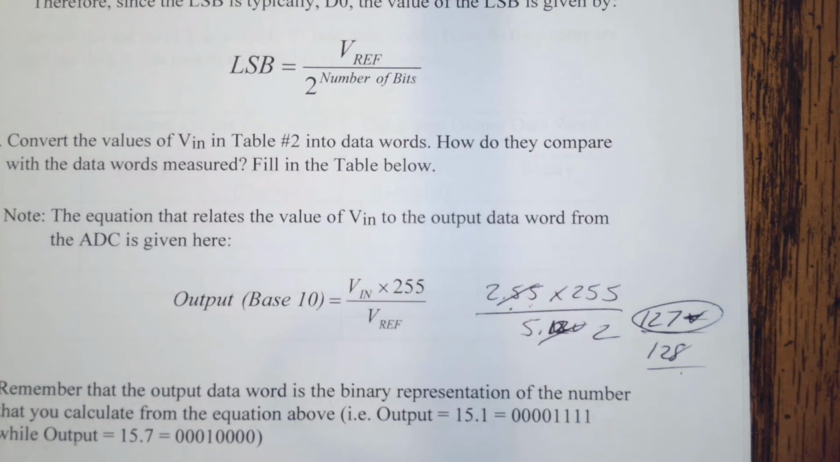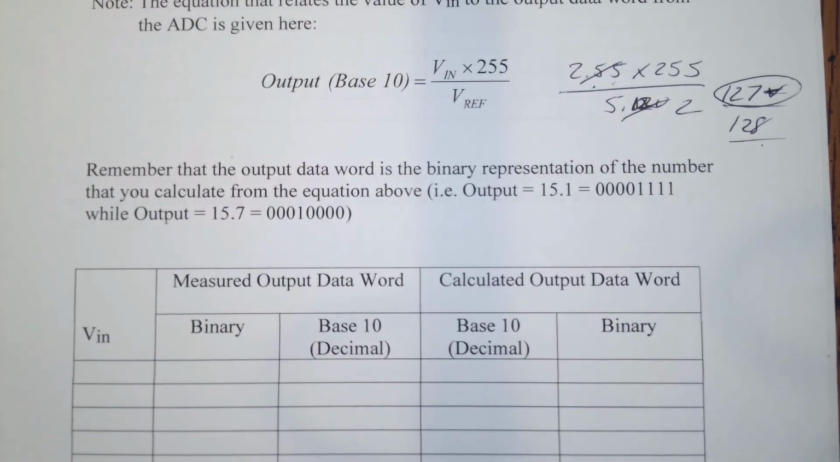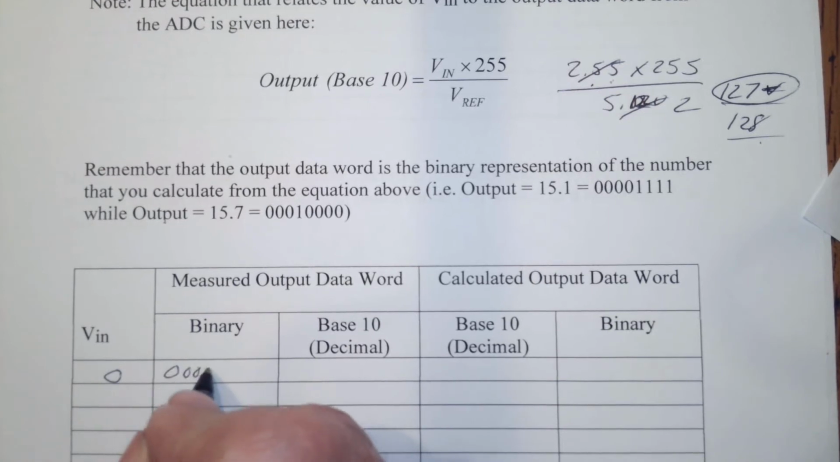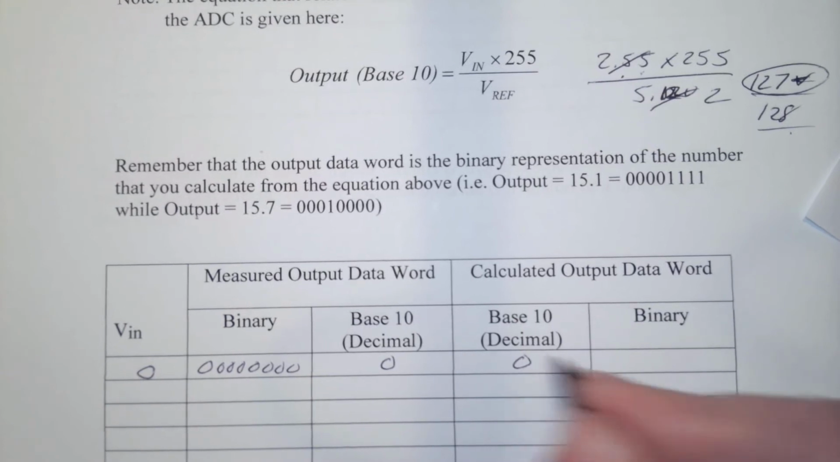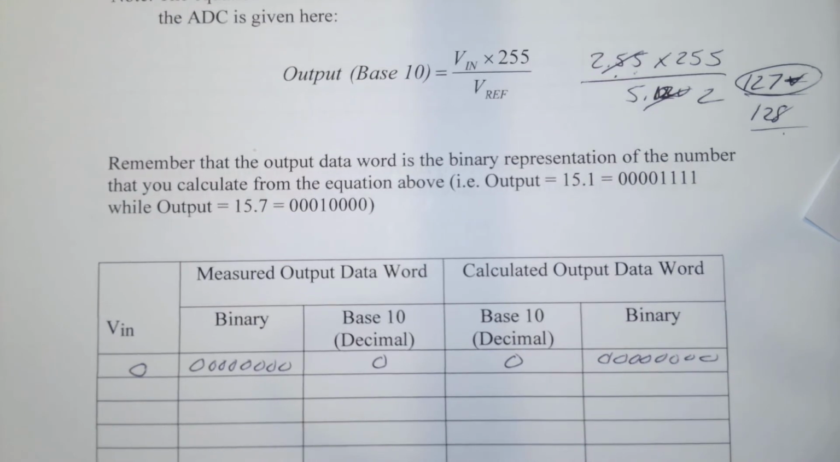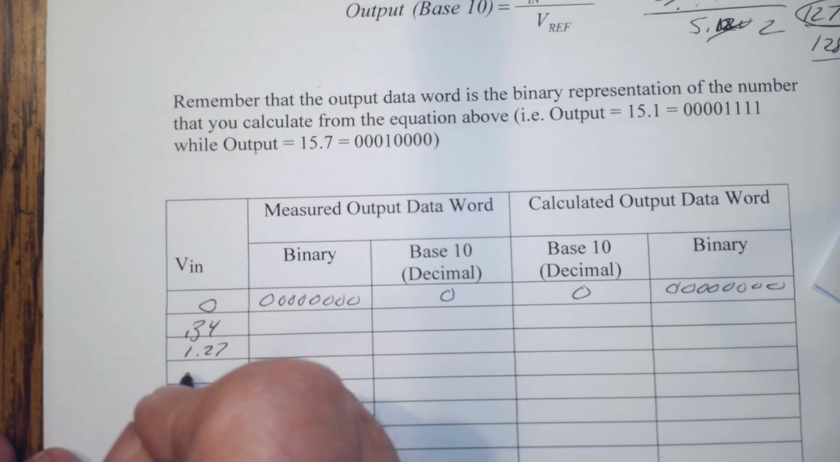So we did this already. What's the measured output data word? Let's go back to the original chart. Certainly I put 0 in and I got all zeros out. That's the 0 input. I should get a 0 out, all zeros, if Vin is 0. Let's take one, let's do 2.05. There's 0.34, 1.27, 2.05.